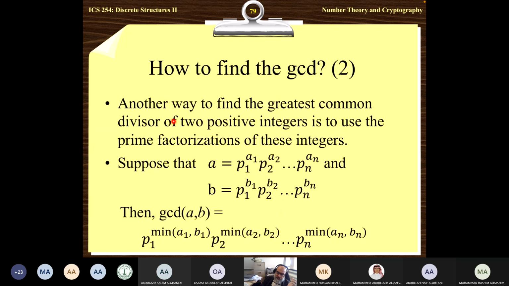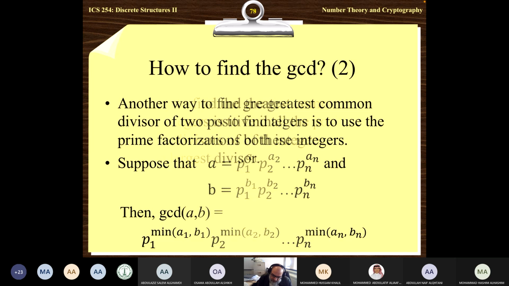Another way to find the greatest common divisor of two positive integers is to use the prime factorization of these integers. So know what are the prime numbers that constitute this number, and then write it using the prime representation. Just like we said, any number is either a prime number or a product of primes. Remember, day before yesterday?